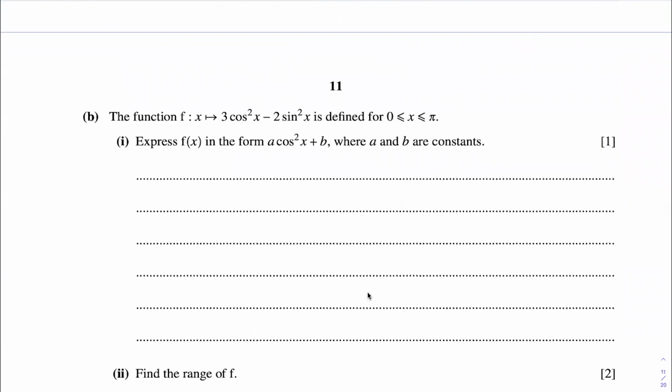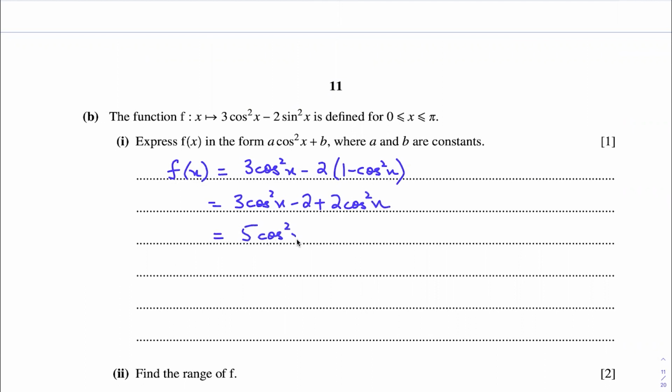In part B, we have a function f of x, which is 3 cos squared x minus 2 sine squared x. We have to express f of x in the form a cos squared x plus b. So we know that sine squared is 1 minus cos squared. So we can write 3 cos squared x minus 2 into (1 minus cos squared x). Expanding and simplifying, we get 3 cos squared x minus 2 plus 2 cos squared x, which will become 5 cos squared x minus 2.